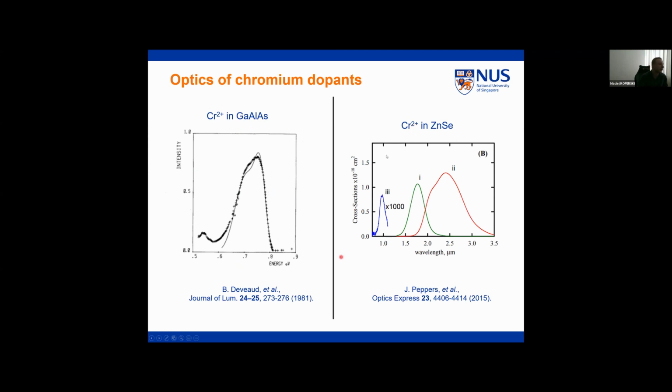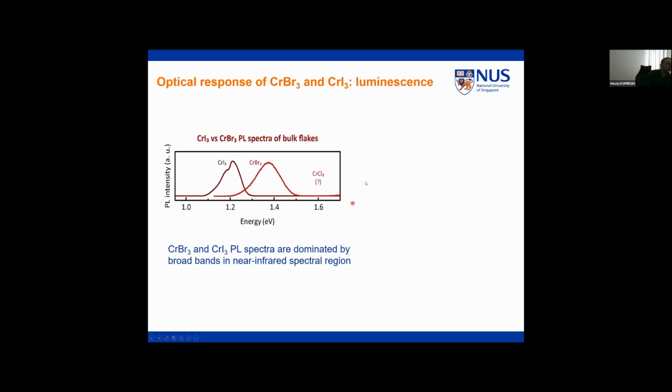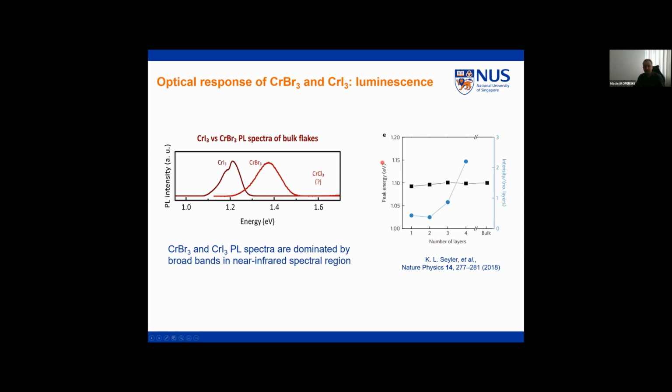But kind of ubiquitously, the optical response of chromium atoms appears in the form of a very broad band in the near-infrared spectral region. And if you look at the photoluminescence spectra, for instance, from chromium iodide and chromium bromide, you indeed see that they are very similar to those of the chromium atom itself. They are made of these very broad emission bands. And if you look at the evolution of these emission bands as a function of the layer thickness, you can see that the energy of the emission is practically independent from the monolayer limit all the way to the bulk. The intensity is a little bit increasing, most likely because you're just putting more material, so the absorption is bigger and you create more electron-hole pairs.